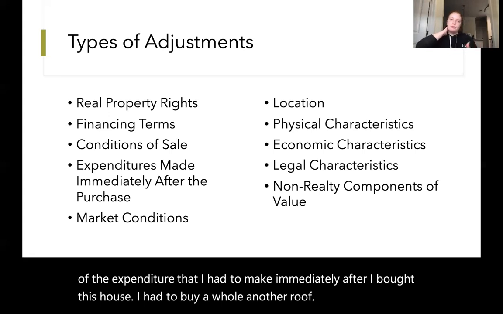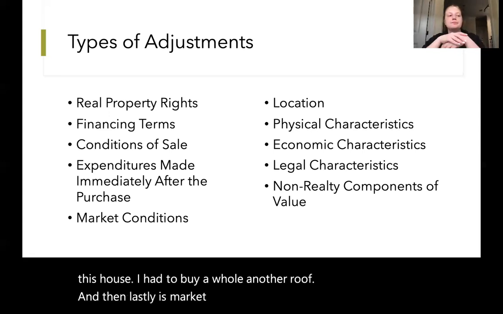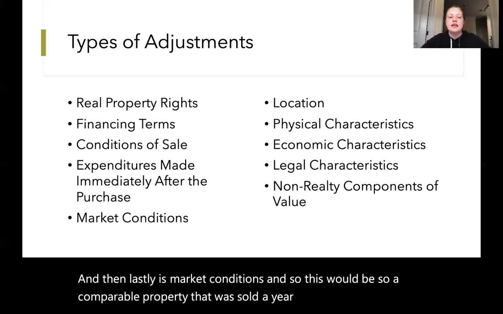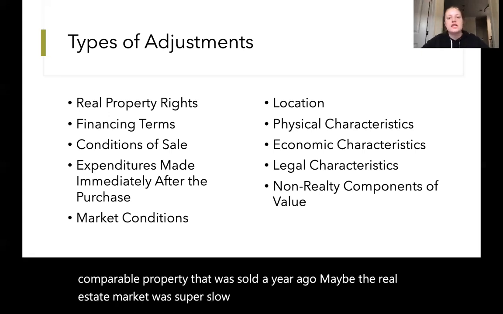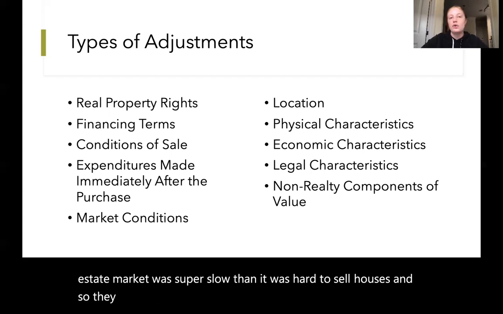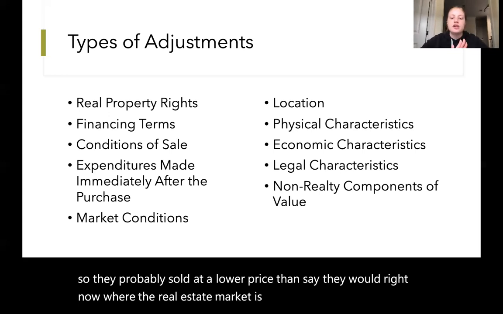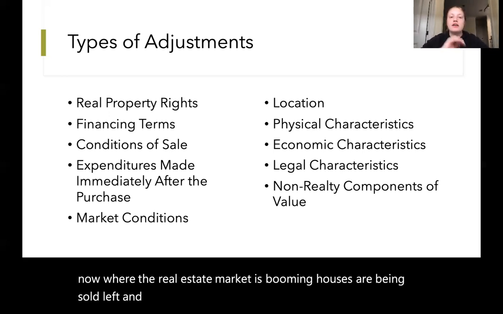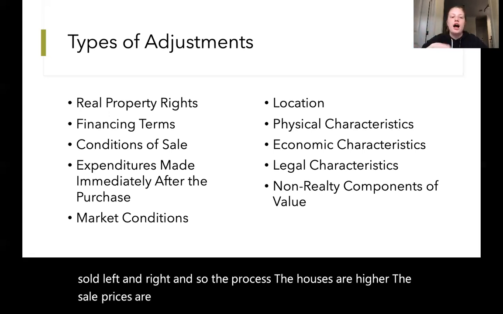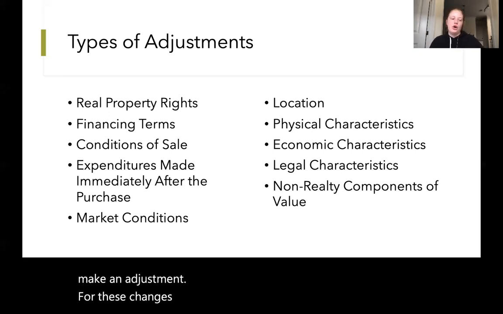And then lastly is market conditions. So a comparable property that was sold a year ago, maybe the real estate market was super slow then. It was hard to sell houses, and so they probably sold at a lower price than, say, they would right now, where the real estate market is booming. Houses are being sold left and right, and so the sale prices are higher than they were a year ago. So you have to make an adjustment for these changes in the real estate market between a slow real estate market and a booming real estate market.